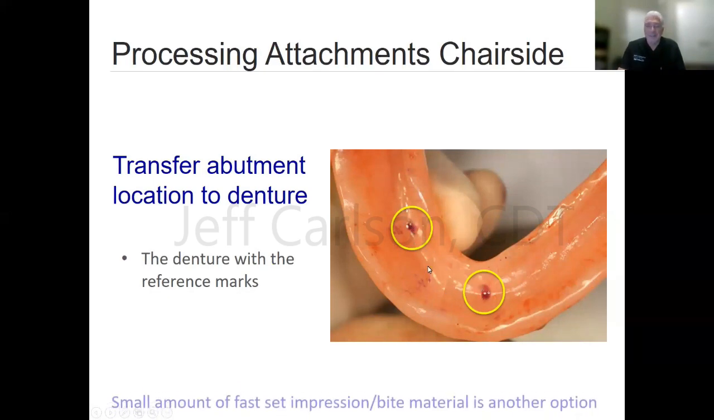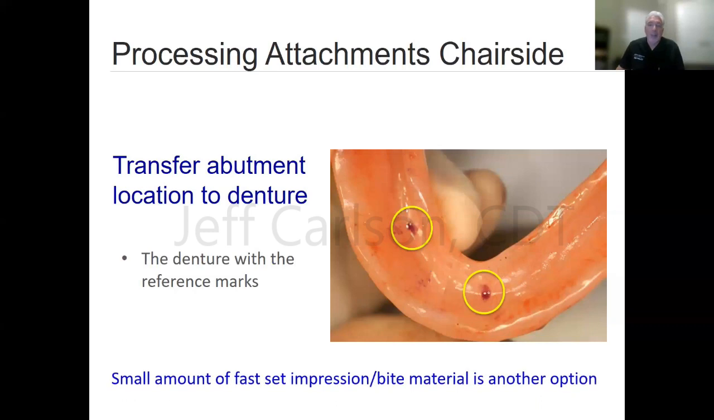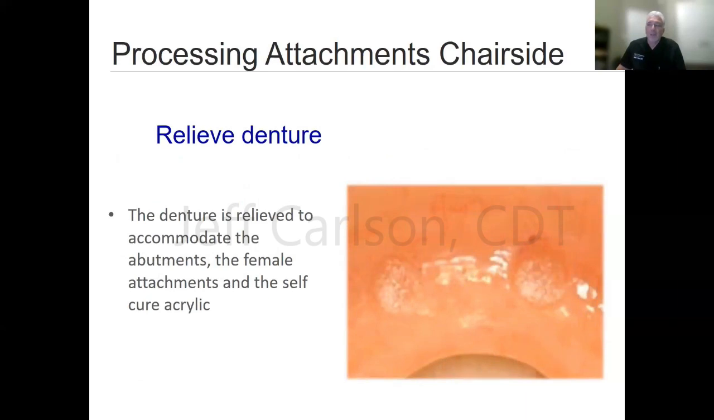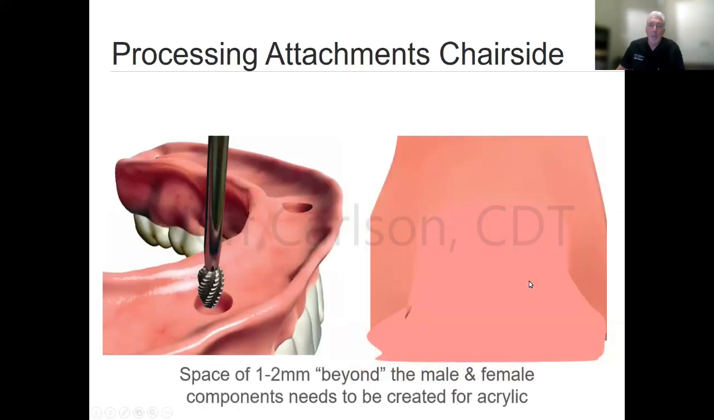Another nice, easy technique is you can just squirt some fast set material in here. You don't need tray adhesive. Fast set, close them down. You'll get an indent in there, and then you just drill right on through that area and open it up. What I'm showing here is that you want to relieve the denture so that you can see we've got not just the abutment itself, because we need to have room for the housing.